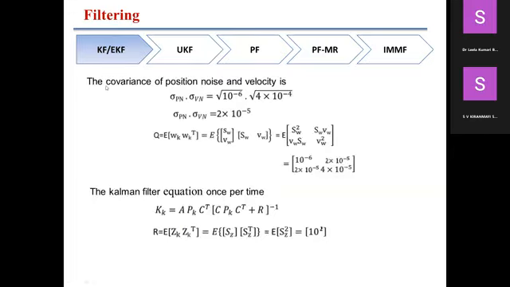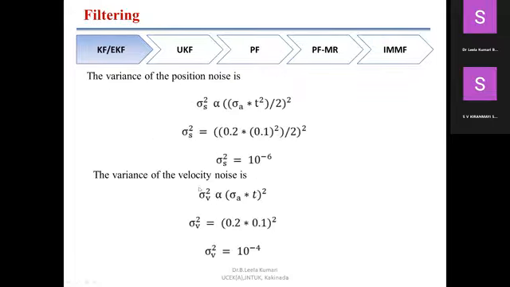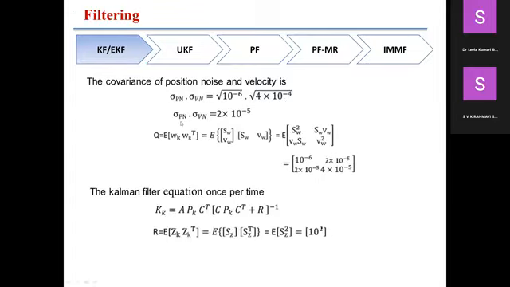Okay, so that's why here the covariance of position noise and velocity is given by this equation. During the position, how this velocity interferes can be found by the covariance of position noise and velocity, which is given by the product of the standard deviations of positional noise and velocity. We have already calculated the standard deviation and variance for these two, under roots. So the covariance we have calculated here.